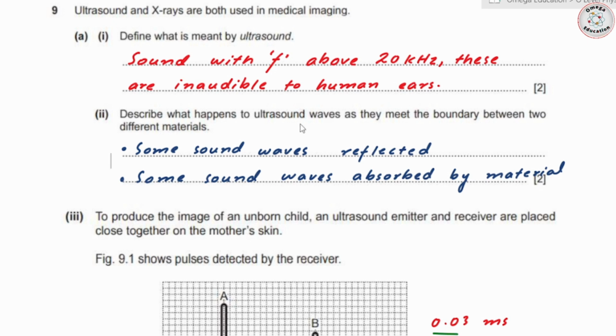Describe what happens to the ultrasound as it meets the boundary between two different materials. Some of the ultrasound waves would be reflected, and some of the ultrasound waves would be absorbed by the material, because of their energy.